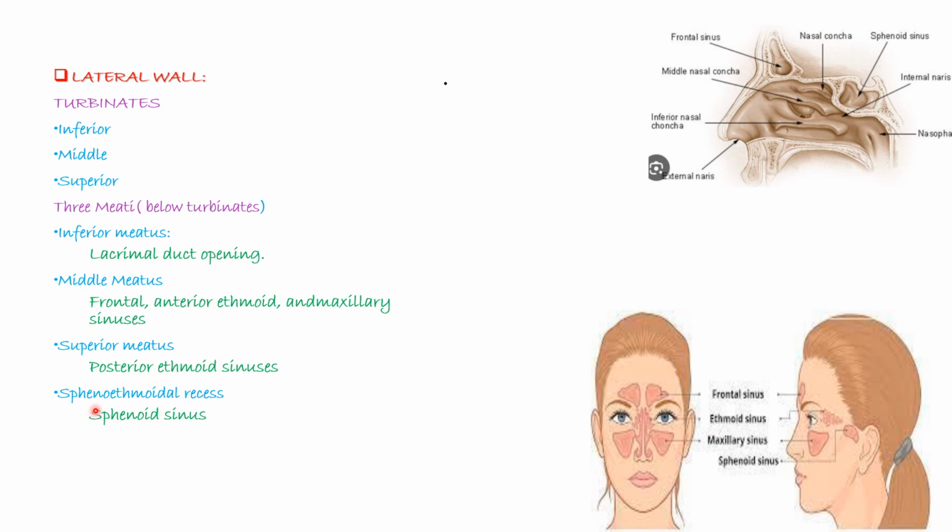In addition to that, we also have the sphenoethmoidal recess, which serves as an opening to the sphenoid sinus. So just as a repetition about the sinuses, we have the paired ones that include the frontal sinuses, the maxillary sinuses, and the sphenoid sinuses, whereas the unpaired one, we have the ethmoid sinuses, which are unpaired but multiple.